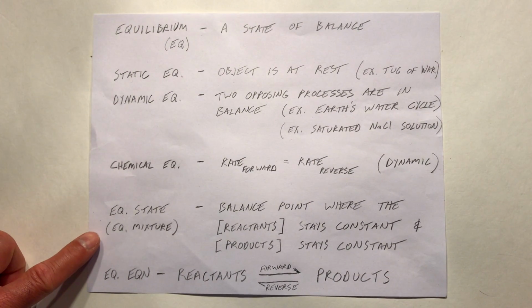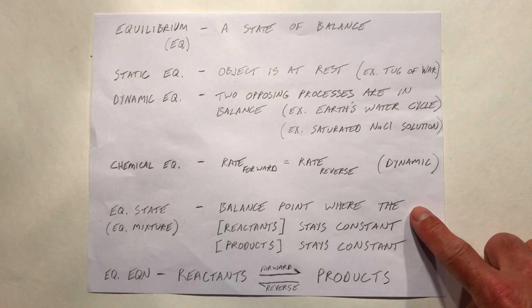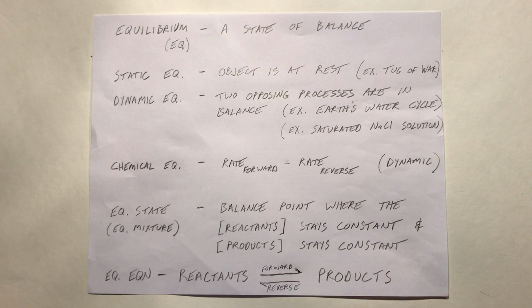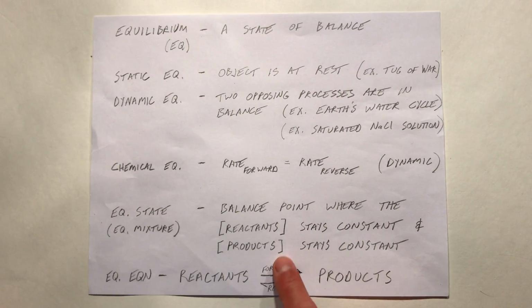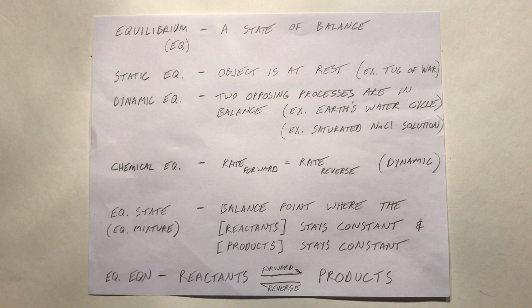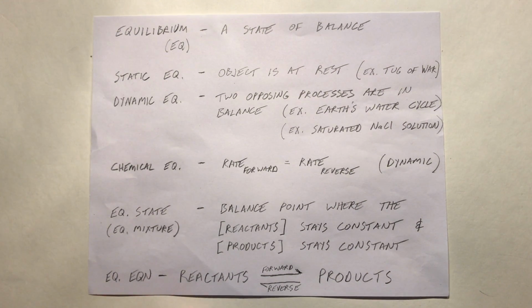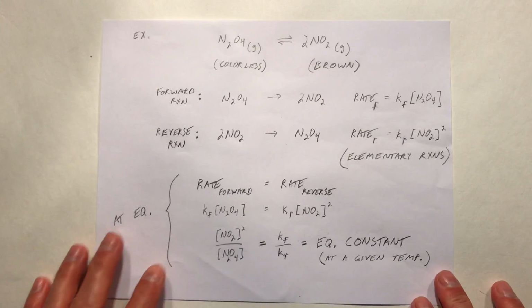So the equilibrium state or equilibrium mixture is the balance point where the concentration of the reactants stays constant and the concentration of the products stays constant. An equilibrium equation would be written like this: reactants with a half arrow pointing towards the products and another half arrow pointing from the products to the reactants. Going from the reactants to the products would be considered the forward reaction, and going from the products back to the reactants would be considered the reverse reaction. Again, we use two half arrows when we write chemical equations that are reversible for an equilibrium.